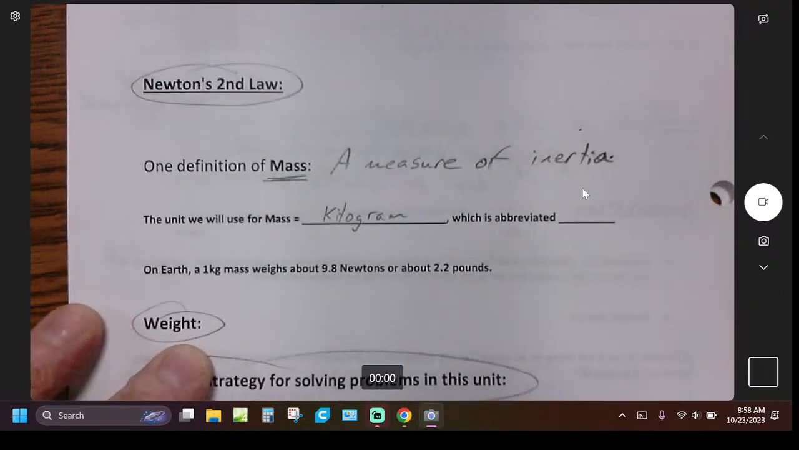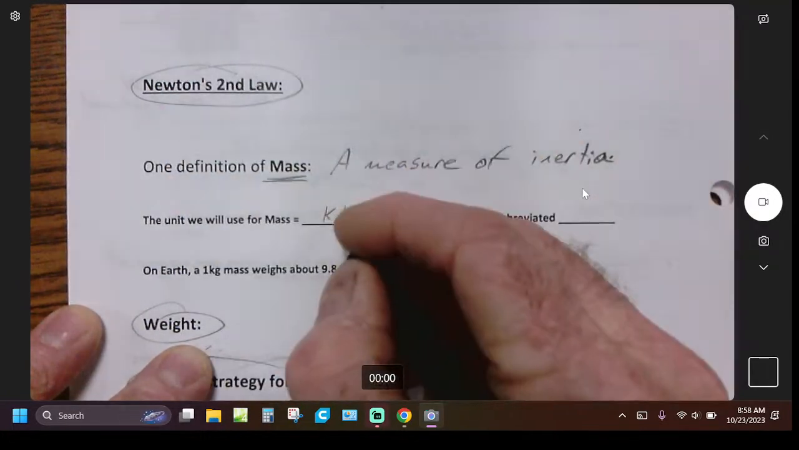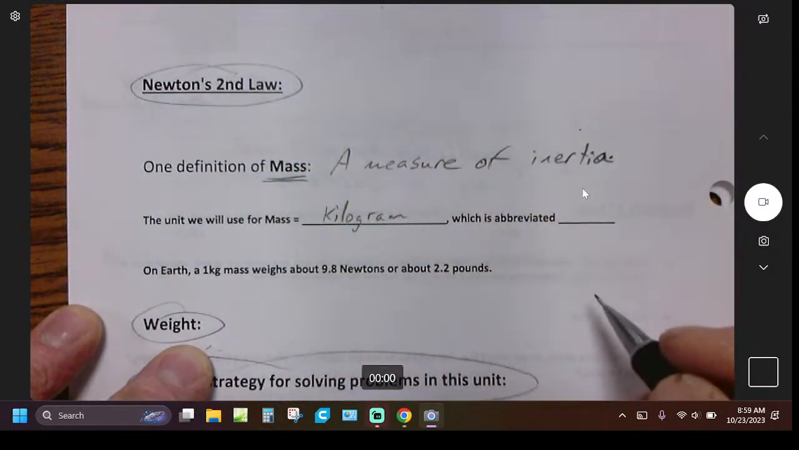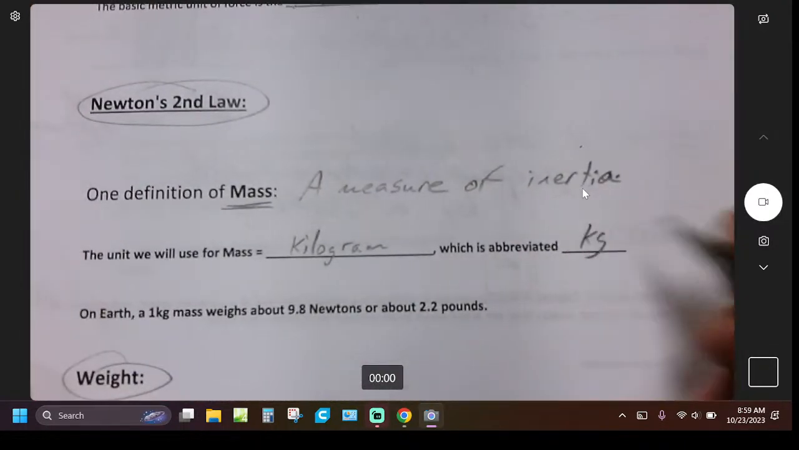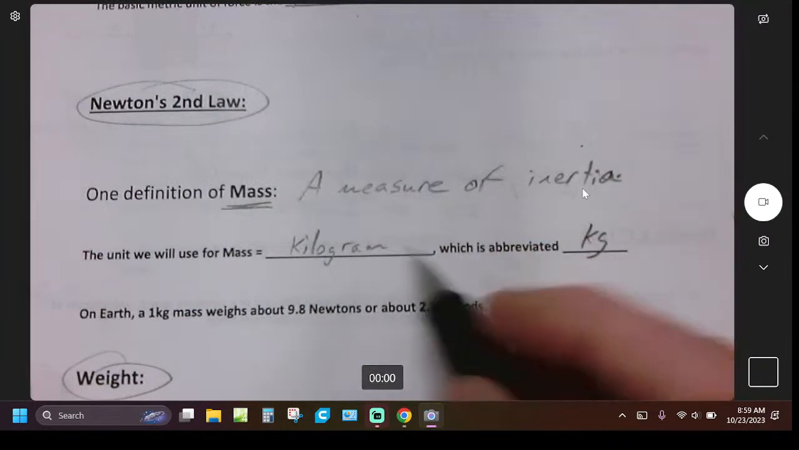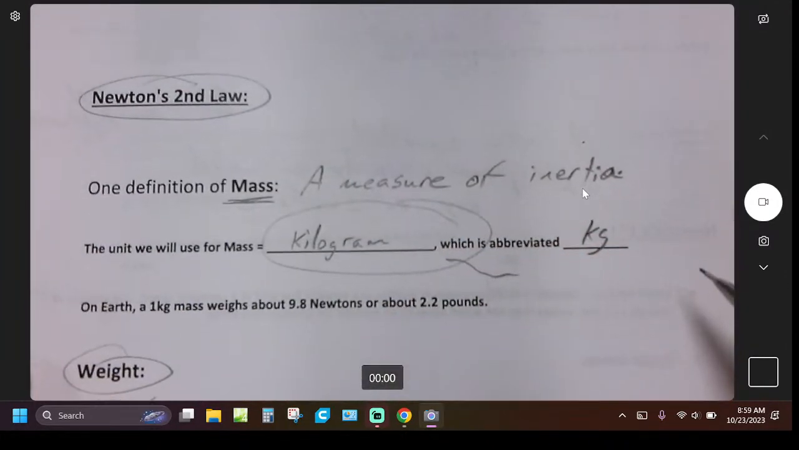The SI unit, the base unit, is still gram, but the one we use most commonly is kilogram. They're both SI, and it's abbreviated kg. And a kilogram, can anybody tell me something that's about a kilogram? 1,000 grams. Yes, thank you. But a thing that has a mass of about 1,000 grams. Like 2.2 pounds.